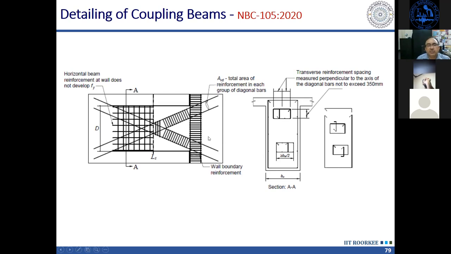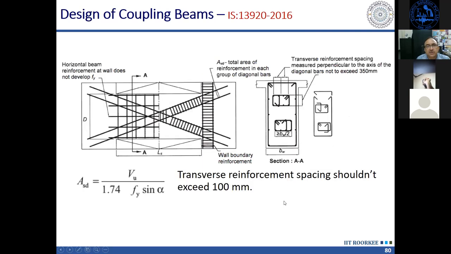That's why you remember the minimum thickness in case of coupled shear wall was 300 millimeter, so that this reinforcement can be adequately accommodated. Otherwise, if the thickness is small, this bundle of bars cannot be accommodated there. The same figure is given in the Indian code also, the same expression is there in IS 13920 as well.